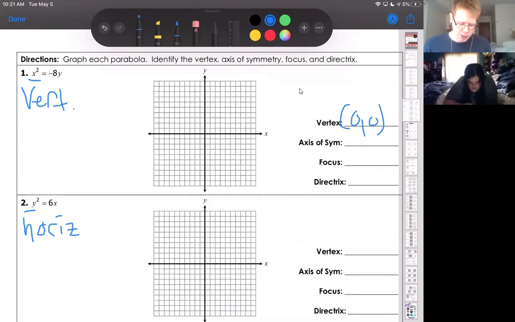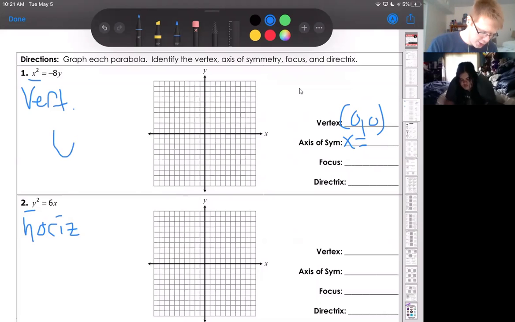Your axis of symmetry depends on whether you have a vertical or a horizontal parabola, but it's going to be a vertical or a horizontal line. Since this is a vertical parabola, our axis of symmetry is going to be a vertical line down the middle of it. It's going to be x equals, and if it's x, it's just the x value of your vertex. So the x value of our vertex is 0.